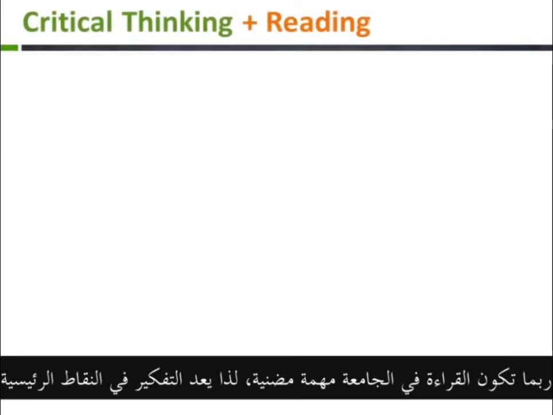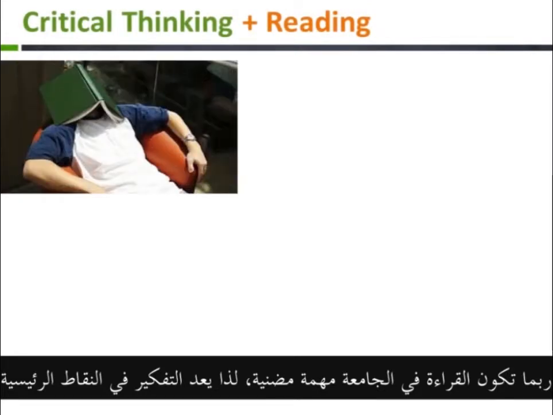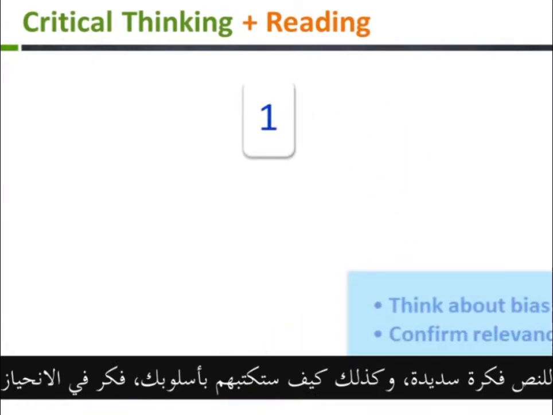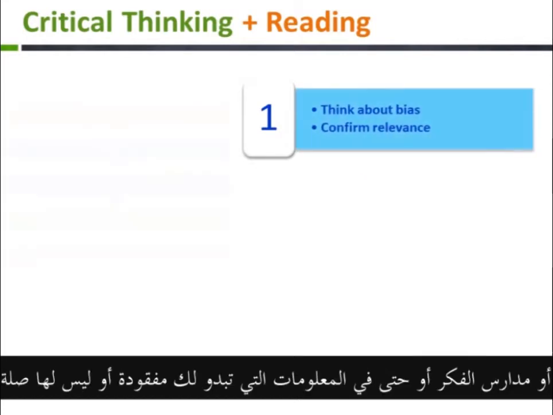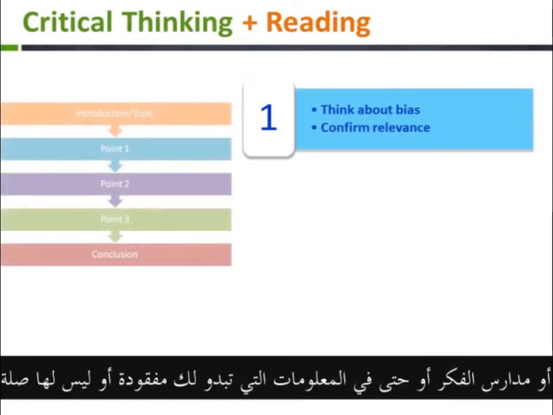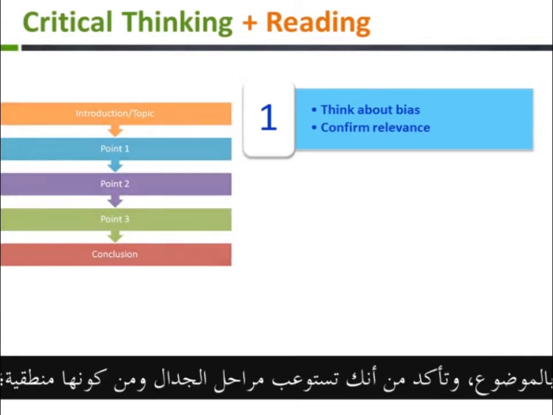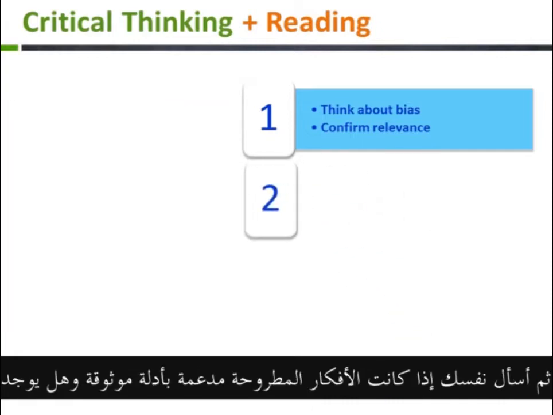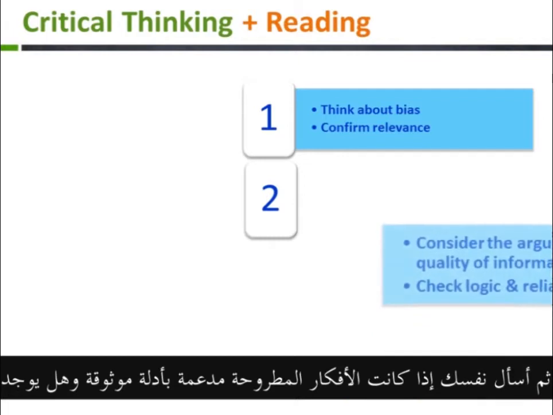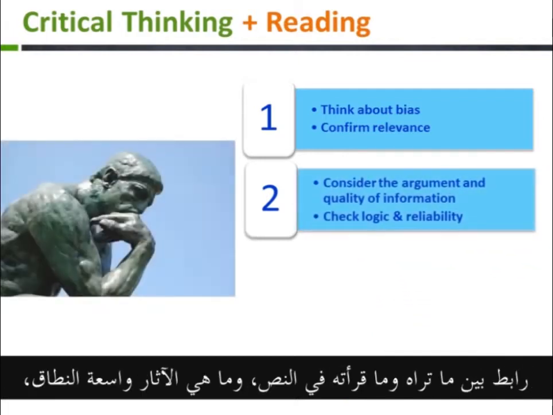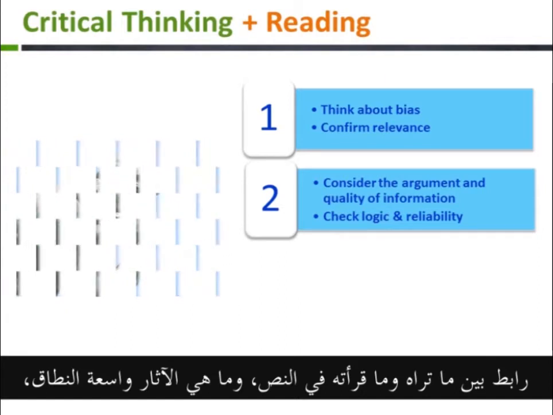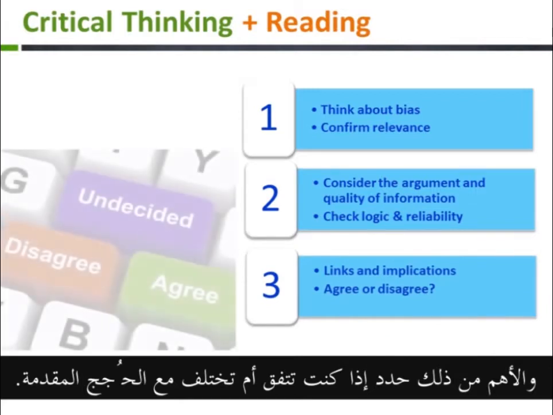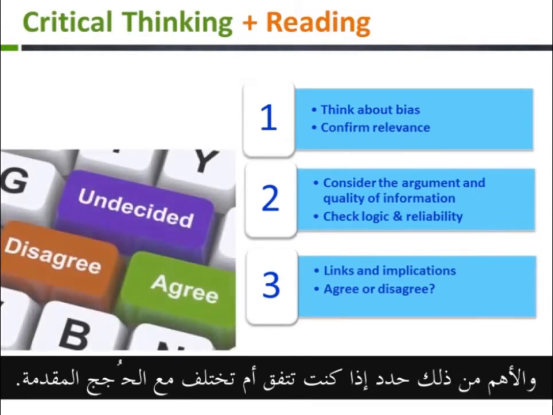Reading at university can be a daunting task. It's a great idea to think about the main points of a text and consider how you might put them into your own words. Think about bias, schools of thought, or even information that you feel is missing or irrelevant. Ensure you understand the stages of the argument and check that it's logical. Ask yourself if the ideas presented are supported by reliable evidence. Are there connections between what you see and other texts you've read? What are the wider implications? And most importantly, state whether you agree or disagree with the arguments presented.